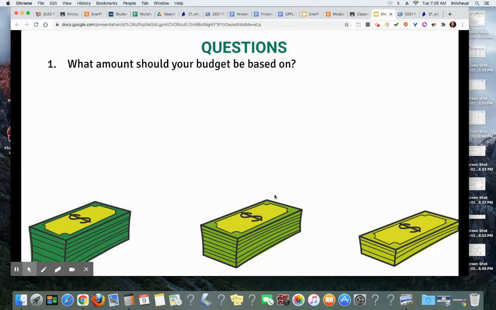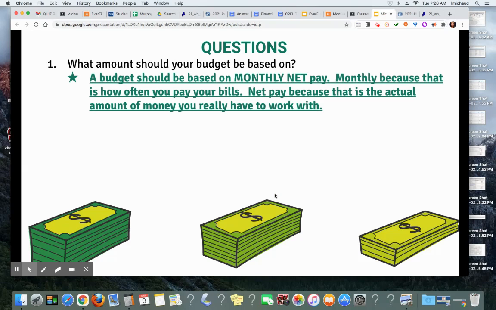Question 1, what amount should your budget be based on? So a budget should be based on your monthly net pay. Monthly because that is how often you pay your bills. Net pay because that is the actual amount of money you really have to work with. All right, here we go.